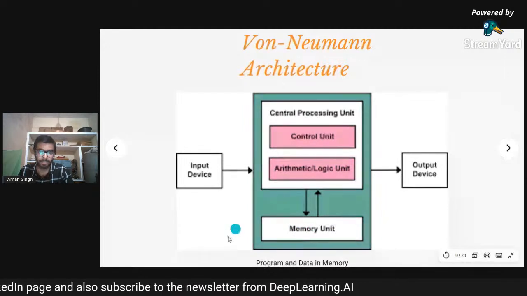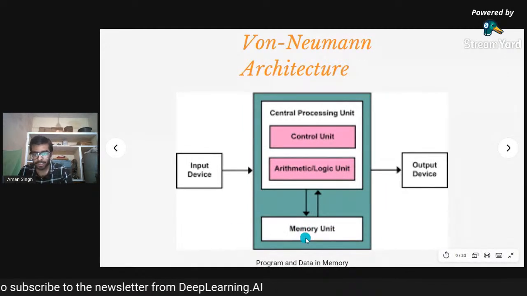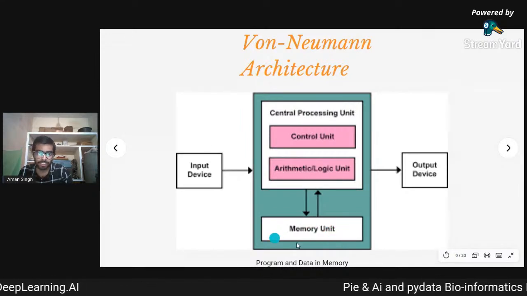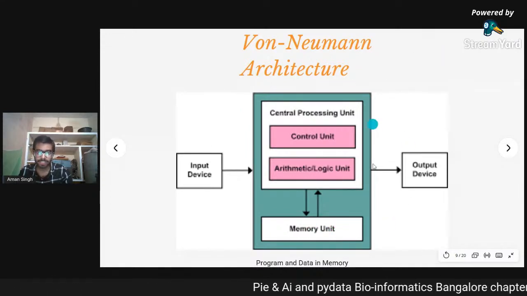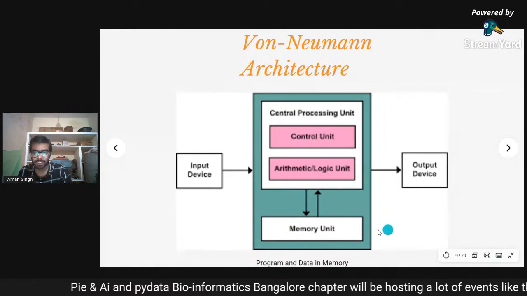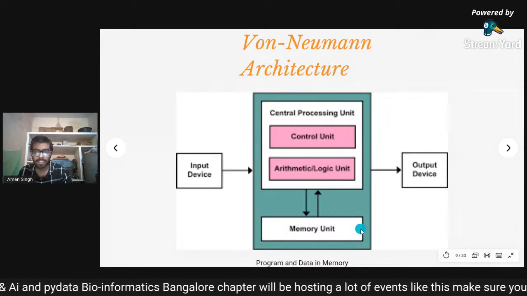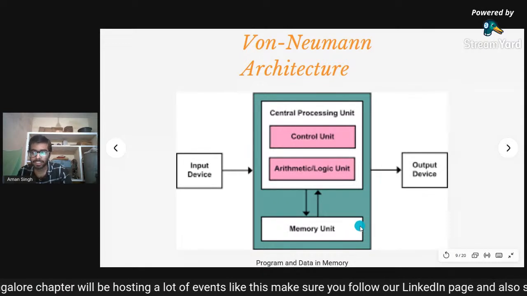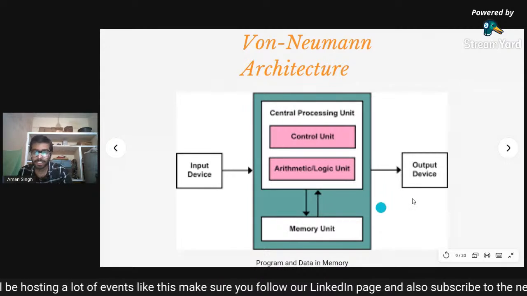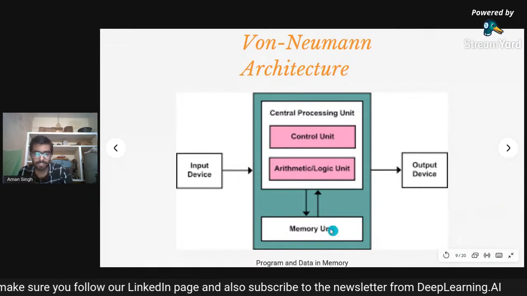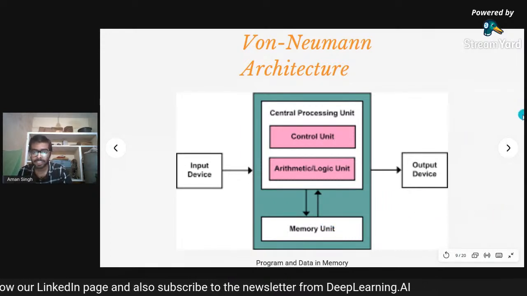Here the memory unit contains both the data and the program, that is, instructions. Therefore, it is called von Neumann architecture. The problem with it is that we cannot access both the data and program at the same time, because there is a single bus or data path. Whereas in a Harvard architecture, it can happen.